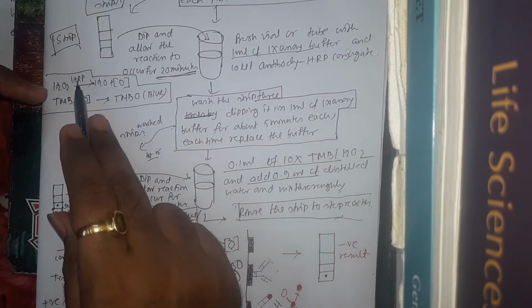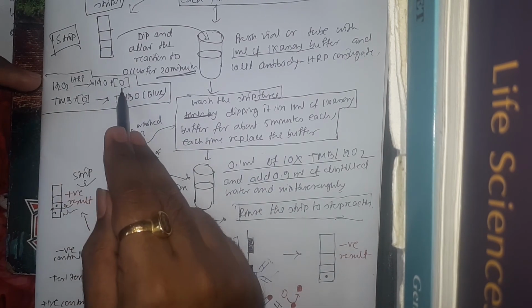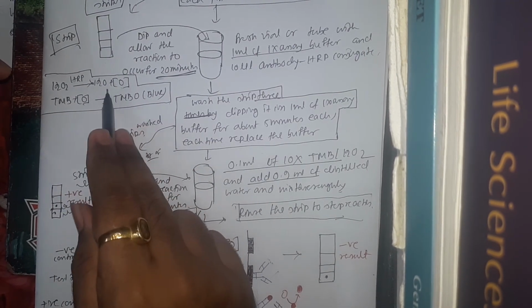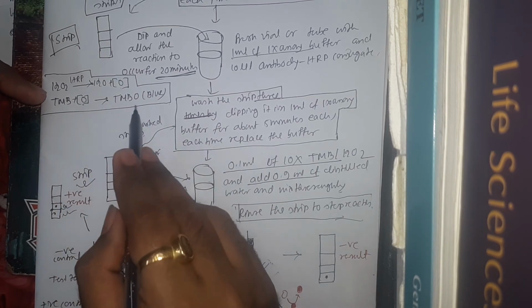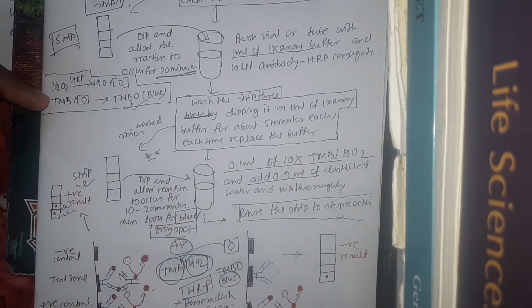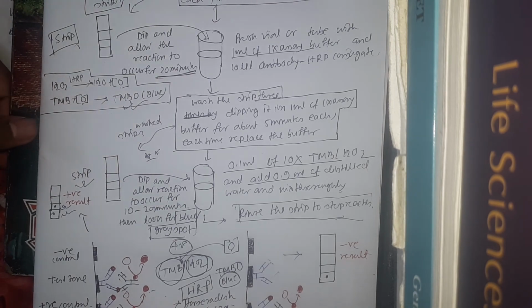So HRP reacting with H2O2 releases free oxygen, which on further reaction with TMB gives you tetramethyl benzidine oxide, and that is blue in color. So that is overall about dot ELISA.